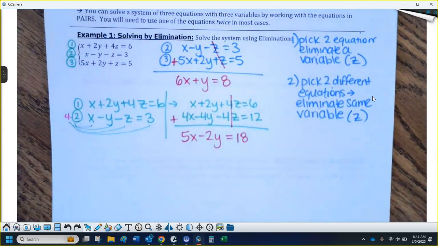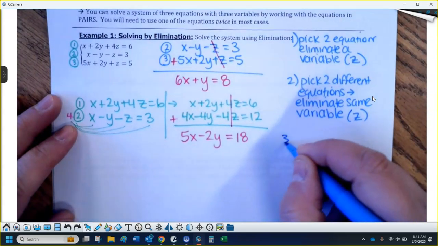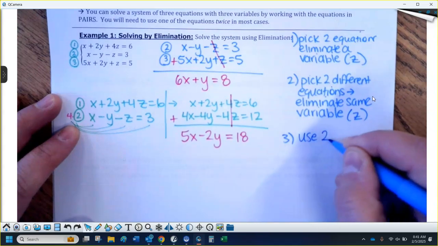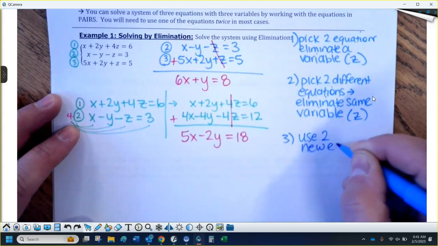So the first step: just pick two equations and eliminate a variable. Then the second step: just two different equations, and you have to eliminate the same variable. Okay, now the third step is we're going to use the two new equations.